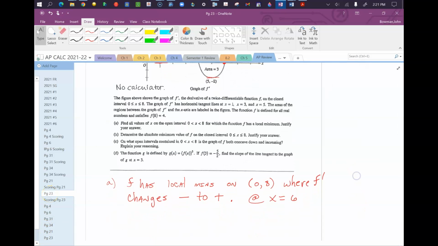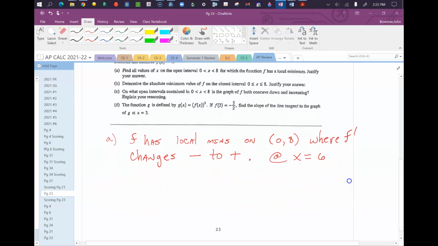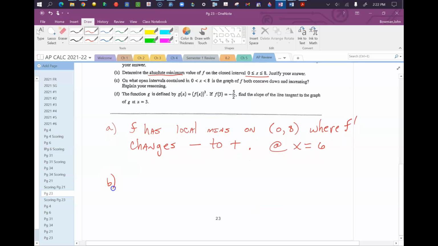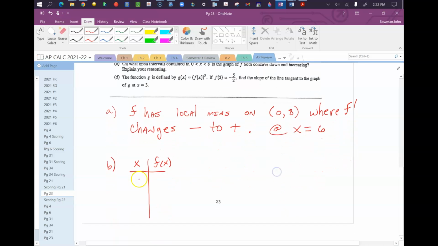Back over to the question, it says determine the absolute minimum value of f on the closed interval from 0 to 8. So we want an absolute minimum, and the closed interval includes the endpoint. Justify your answer. All right, so here's where we need to make the candidates chart for x and for f of x. We are going to include the endpoints of 0 and 8, but we're also going to include 6 because we know that that's a local minimum.